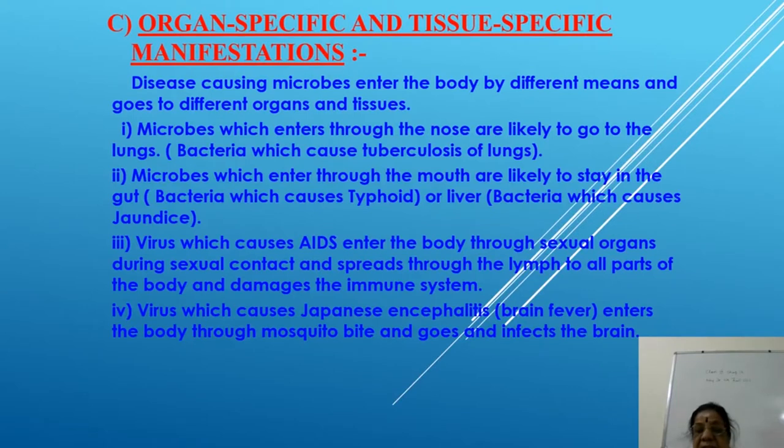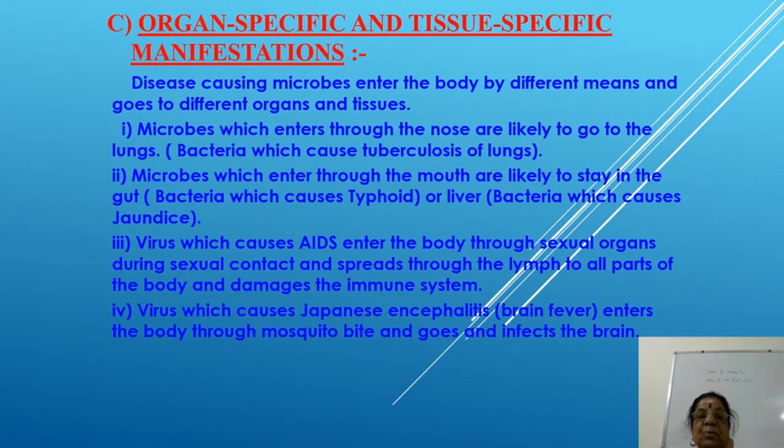Then these tissues, as I just said, are organ specific and tissue specific. What does that mean? The disease causing microbes enter the body by different means and go to different organs and tissues. Microbes which enter through the nose are likely to go to the lungs, the respiratory passage. For example, the bacteria which cause tuberculosis.